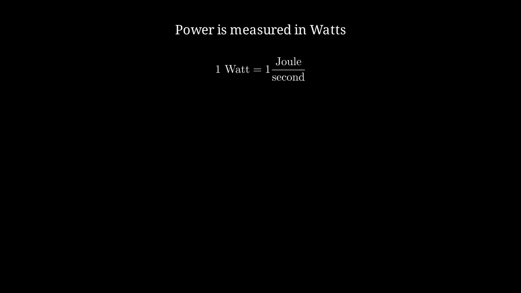Power measures how quickly work is done or energy is transferred. Power equals work divided by time, or energy divided by time. Power is measured in watts, where 1 watt equals 1 joule per second. 1 watt is the rate at which 1 joule of energy is transferred per second.